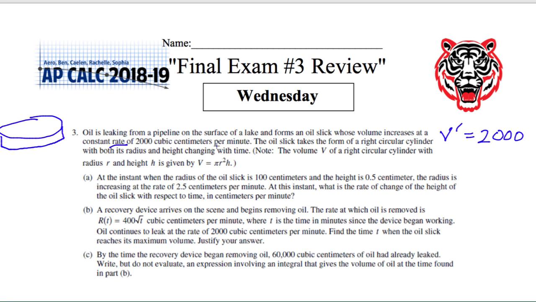Again, I told you guys, you needed to know the area of a circle. That's it, and Pythagorean's theorem. Everything else they'll give you. If you don't even remember a cylinder, they will give it to you. They're really nice about that.